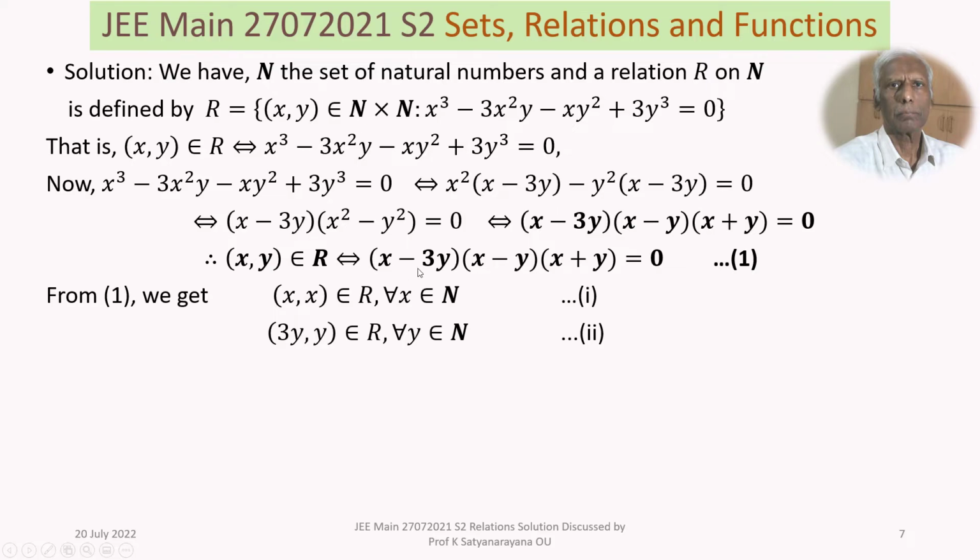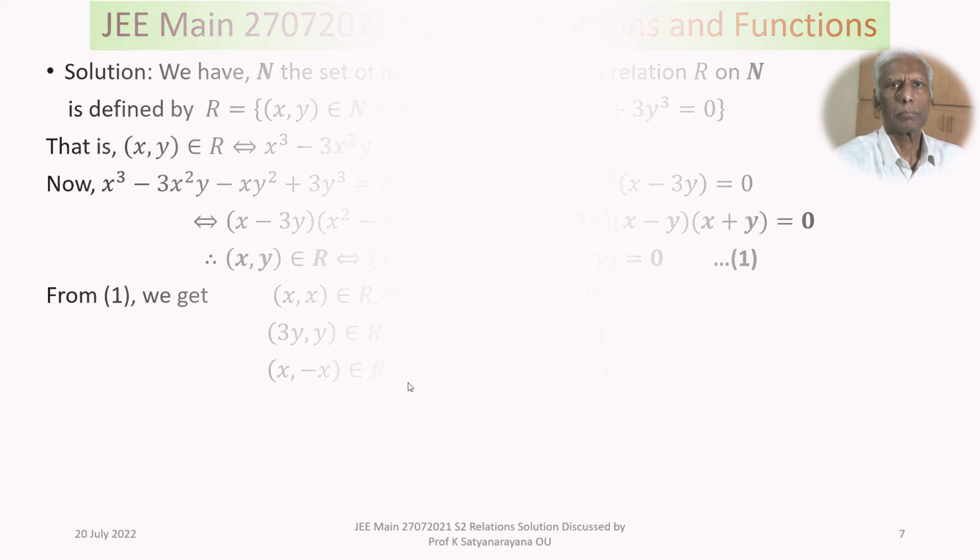And lastly, if you take the third factor x plus y, so y is equal to minus x, then you will get (x, minus x). So (x, y) is (x, minus x) belongs to R for all x belongs to N. So these are the ordered pairs belonging to R, for all x and y belonging to N as the situation may be. So, we continue in the next slide.